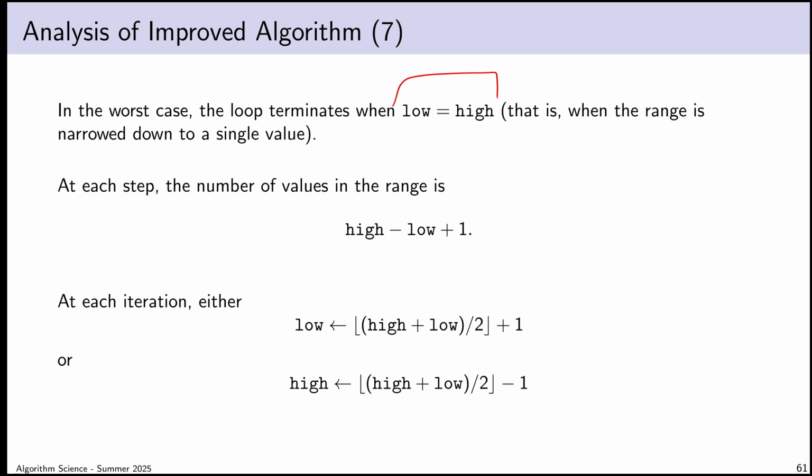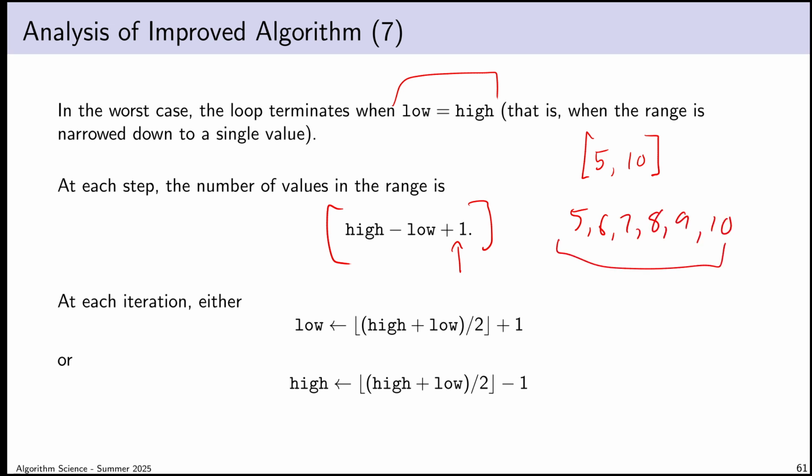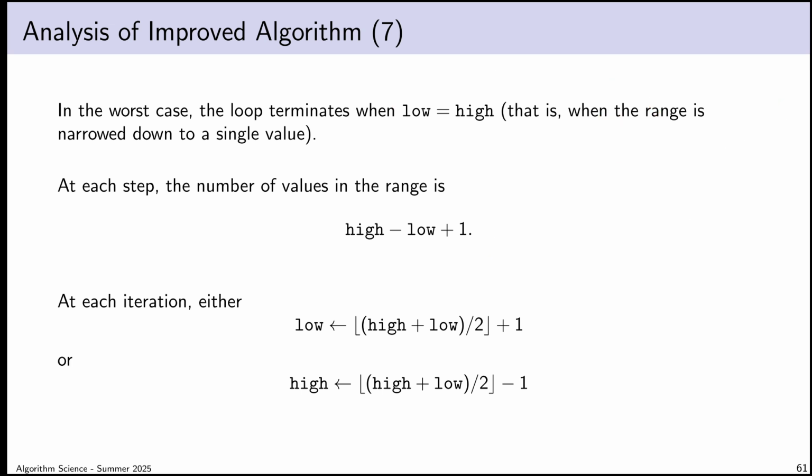At each step, the actual size of the range is this, and I'll quickly justify why we have a +1 there. Suppose that my current range is 5 through 10. Then the actual things in my range are 5, 6, 7, 8, 9, and 10, and there are 6 of them. So the size of the range is 10 minus 5, all plus 1. The plus 1 accommodates that it's an inclusive range: the two endpoints are part of the range. So the number of values in the range is high minus low plus 1.